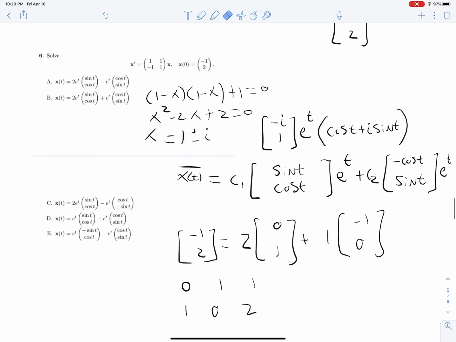And so we can go up here, replace C1 with 2 and C2 with 1, and we should be done. I just have to figure out which one is our correct answer choice. It's actually right here. What they've done here is just factored out a negative 1, and instead of this cosine being negative, they just have minus positive cosine minus sine. So C is our answer for 6.